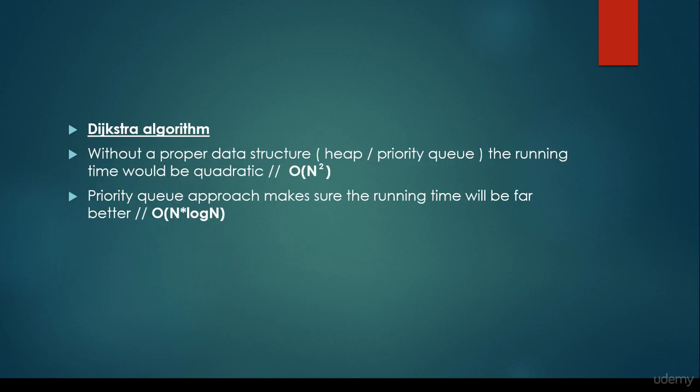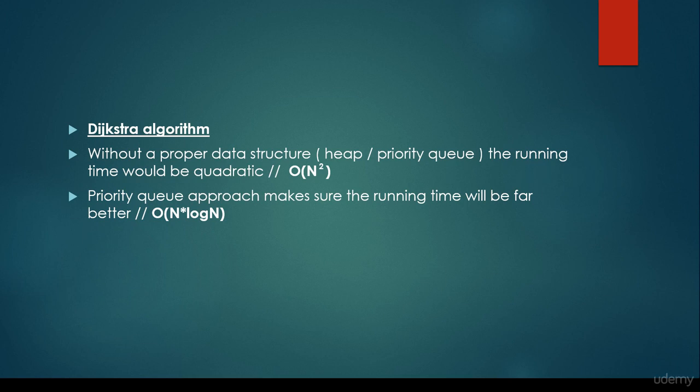So let's consider two important examples. First, the Dijkstra shortest path algorithm. Without a proper data structure, a heap or a priority queue, the running time would be quadratic, so O(n squared). So if we would like to find the shortest path in a graph where the number of edges is equal to n, then the time complexity of this algorithm is going to be O(n squared). The priority queue approach makes sure that the running time will be far better, O(n log n).